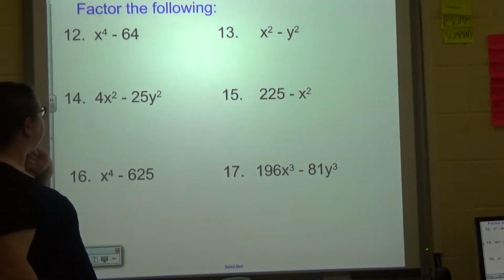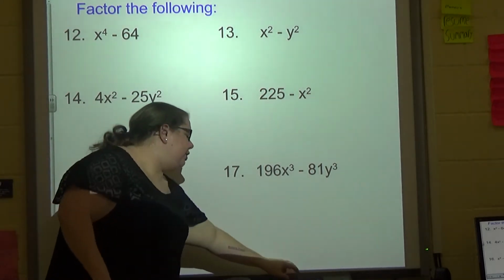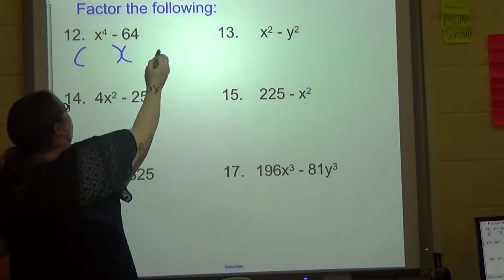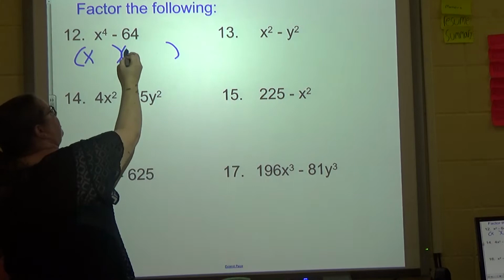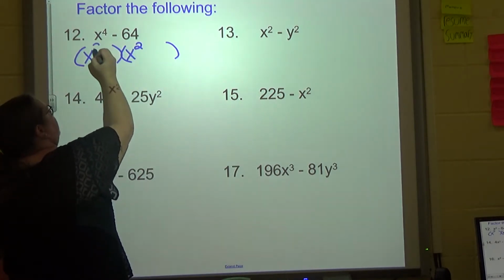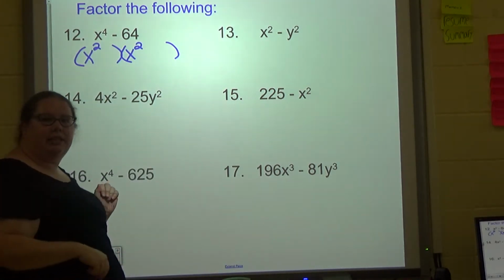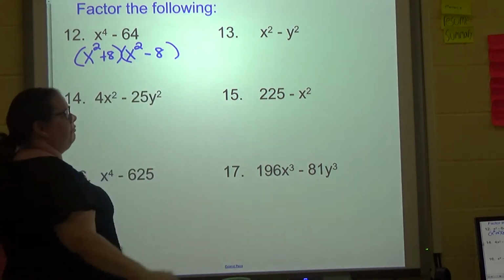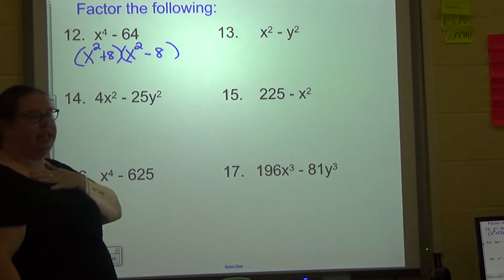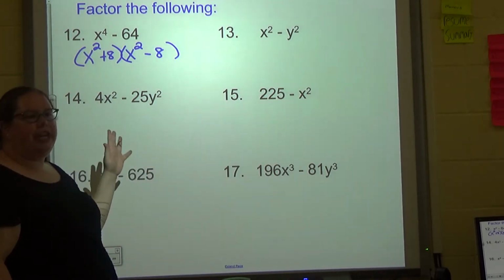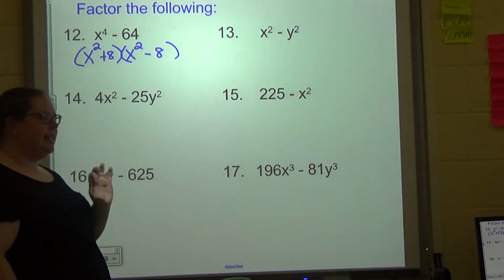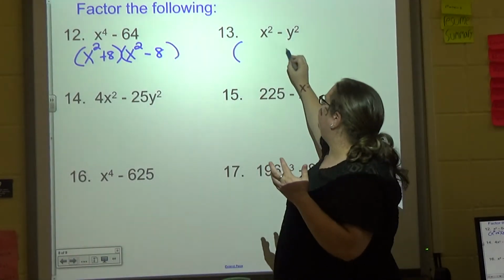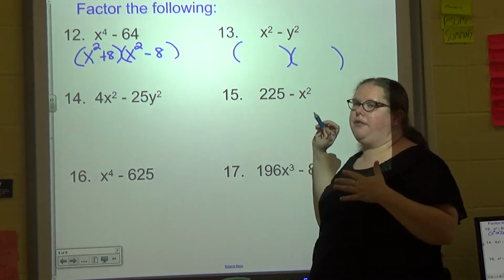Alright, a little harder for this one. That's x to the 4th. So what do you think we're going to write? What times itself is x to the 4th? X squared. What times itself is 64? 8 and 8. Done. 13. Again, don't overthink it. I keep asking this same exact question over and over again. Don't overthink these. Just ask the question of yourself.